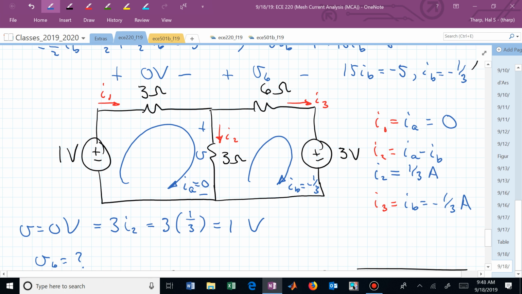Well, I could do KVL now. I have 2 voltages on either side of that. If I wanted to, I could say minus V plus V sub 6 plus 3 is equal to 0. And minus V is minus 1. So this is now V sub 6, is equal to minus 3 plus V, minus 2 volts. What's V sub 6 from Ohm's law?